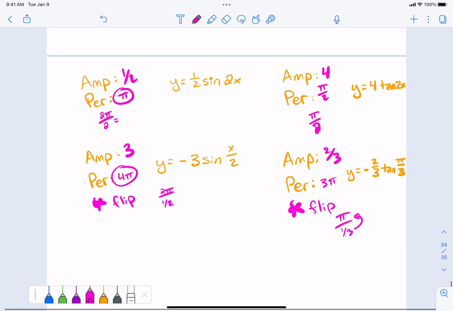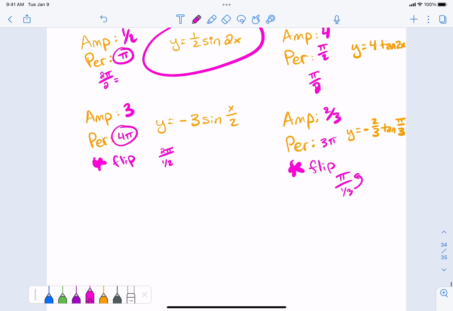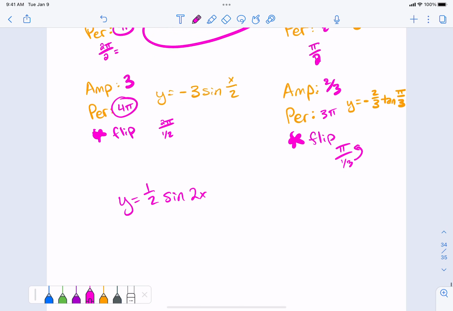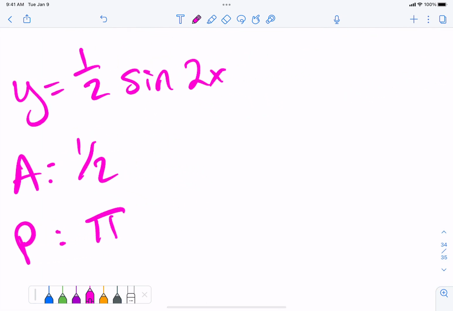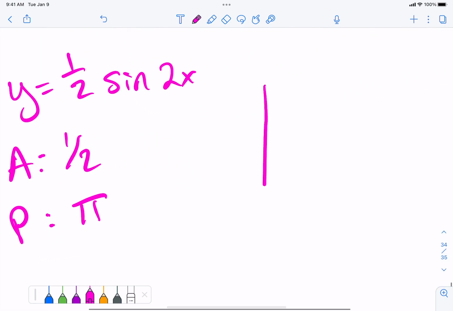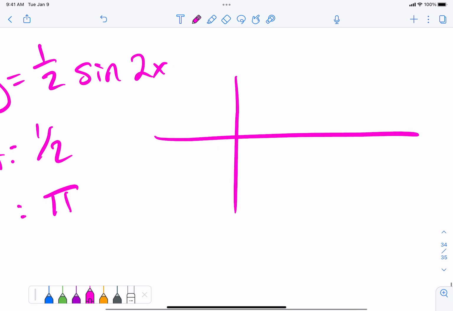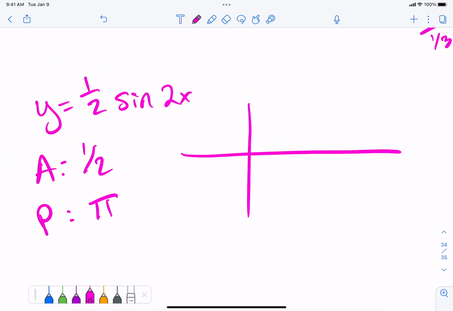Okay, good. Let's graph this one. Y equals 1/2 sine of 2x. So we already said that the amplitude is 1/2, and the period, what did we say, pi? Okay, so graph that one. Graph 1/2 sine of 2x. Go. Put your labels in there. What's your problem today? Luke's not even paying attention. Luke, go.